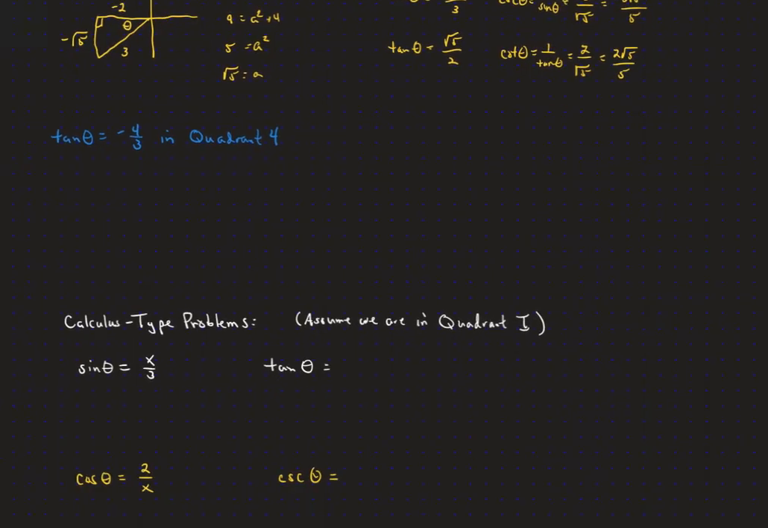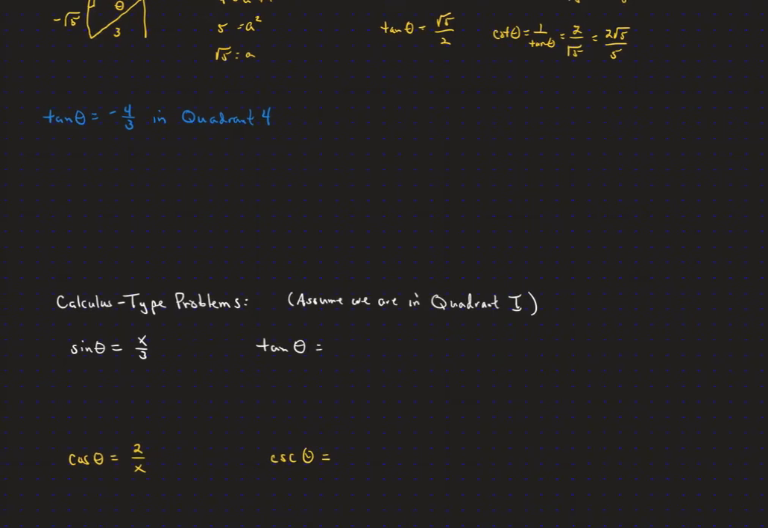Okay, let's try one more. We've got tangent of theta is negative 4/3, and now we're going to be in quadrant 4. So we'll start by drawing our reference triangle in quadrant 4. Tangent, we know, is opposite over adjacent. So that's going to be, I've got to bring my pen back up.